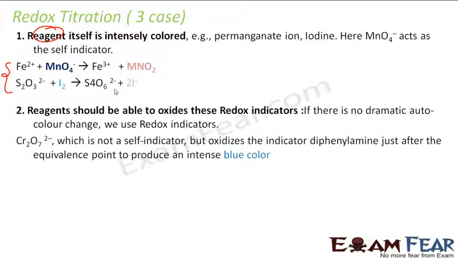The second scenario is the reagent is able to oxidize the redox indicators. So I have redox indicators, right? In the case where my reagent, for example, is Cr2O7 2-, this reagent doesn't change color on oxidation or reduction. But there are indicators, for example, diphenylamine, which will change color the moment it is oxidized or reduced, right? So this can be used.